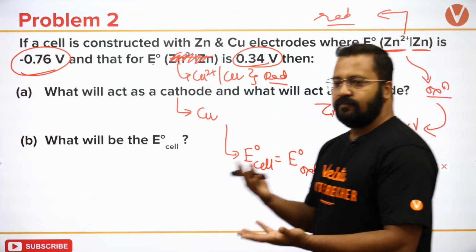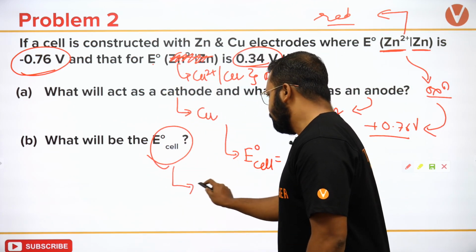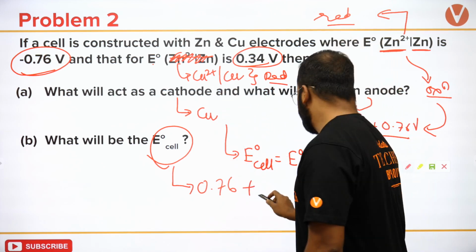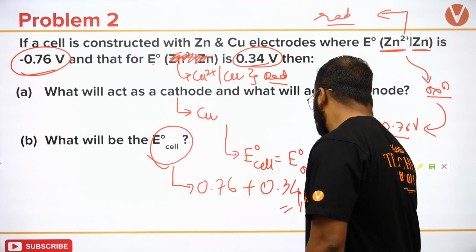So this is very simple. What will be the E naught of the cell? 0.76 plus 0.34. That will turn out to be 1.1 volts.